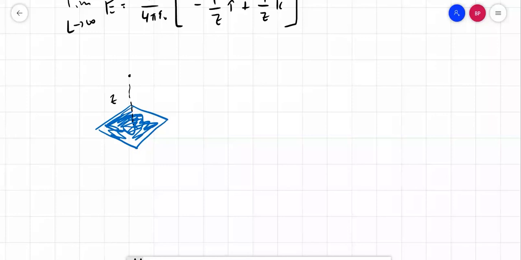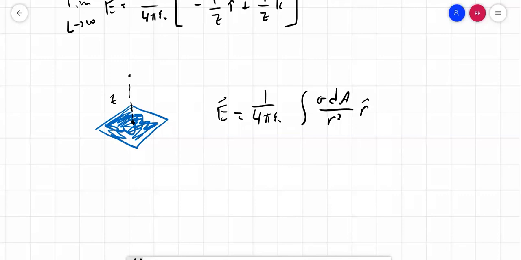Okay. Well, in general, the field for a surface charge is 1 over 4 pi epsilon naught integral of sigma dA over r squared r hat. So we need coordinates here, and we should pick good coordinates. So let's call this point in the plane in the middle the origin. In fact, you should always call the point right below where you want to know the electric field the origin. That's always going to be good advice.